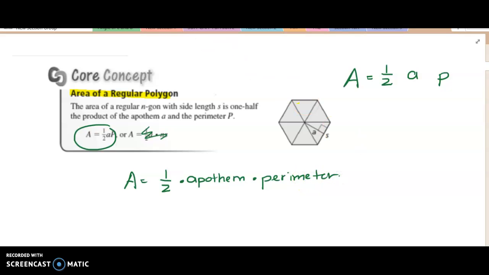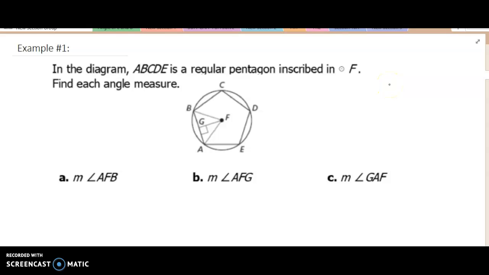Okay, so let's do an example here. Before we do an example, we need to figure out how to find the measure of some of these angles. So let's look at example 1. It says, in the diagram, ABCDE is a regular pentagon. So that tells us that all these sides are the same length and all the angles are the same. And it's inscribed in circle F.